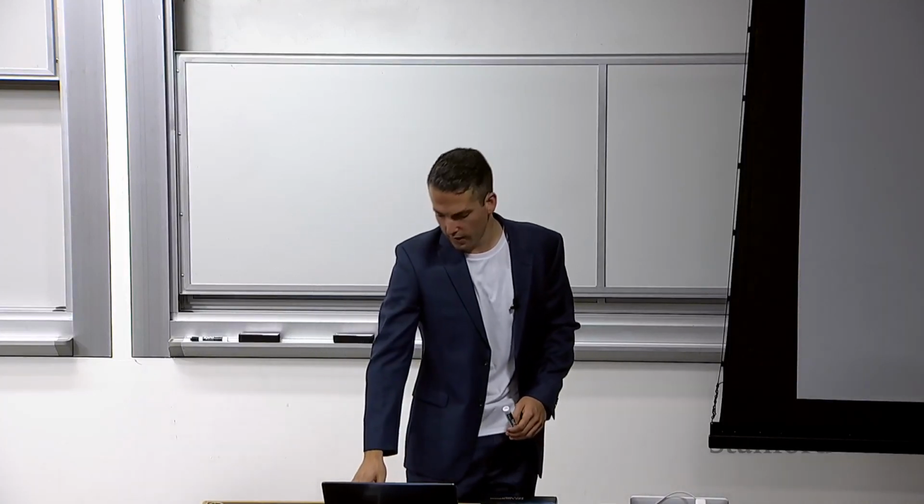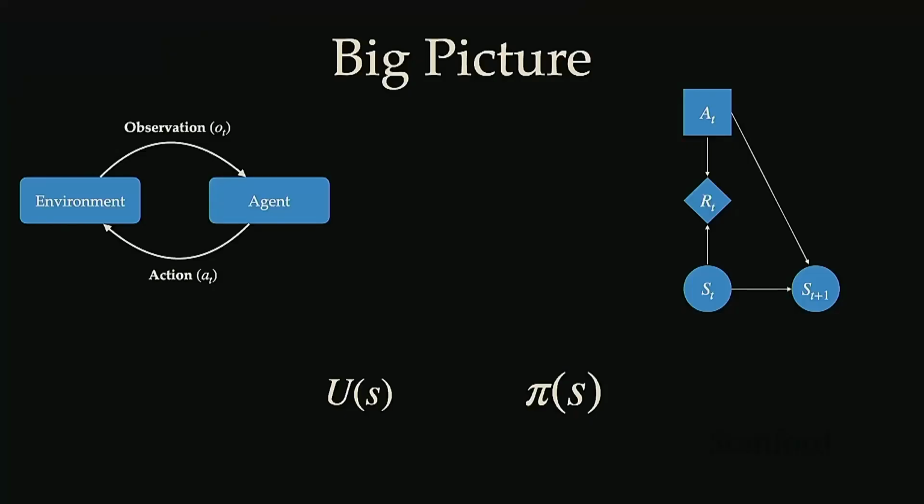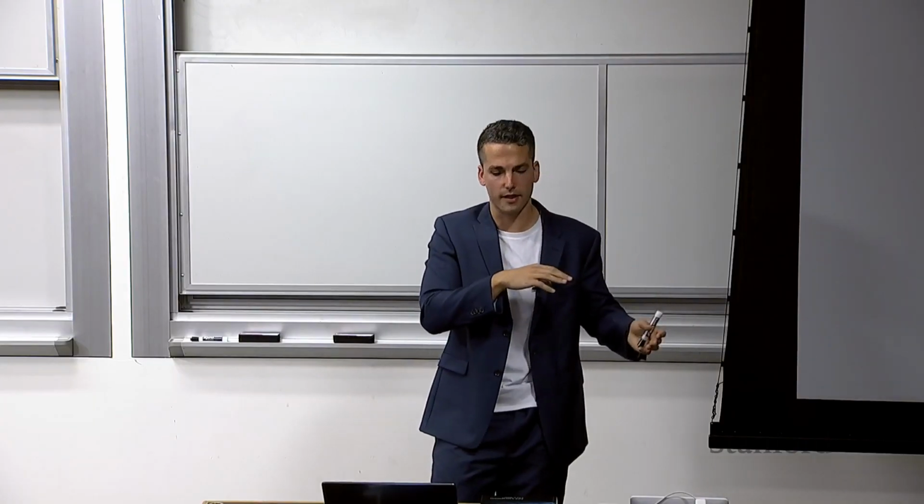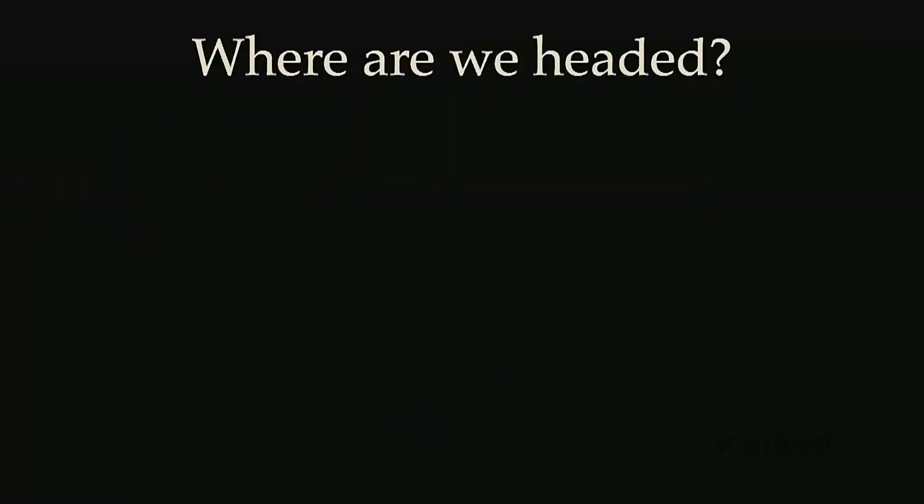Okay, so we're going to zoom out again to the big picture. We just looked at policy search. The main idea that we're working with is that we have this parameterized policy. We have some set of parameters, and that's how we're representing our policy. And we're looking at estimating the utility of that policy. So with this framework in mind and some of the drawbacks that we've seen of policy search, where are we headed now?